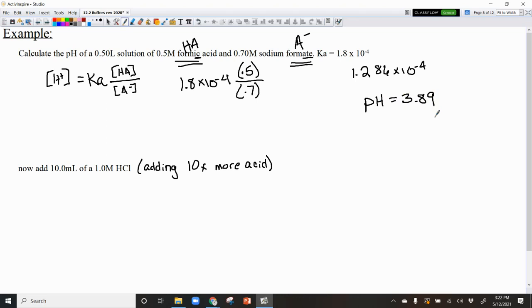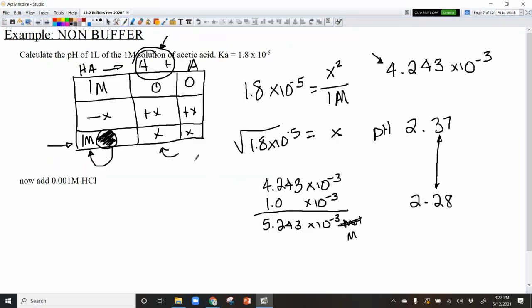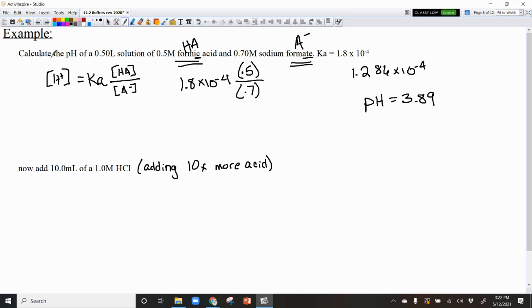Now remember, this is a buffer solution because we have a weak acid and its conjugate base. So this is going to soak up the hydrogens that we add. So let's just make it interesting, and we're going to add 10 milliliters of a 1.0 molar acid. This is 10 times more acid than we added here, 10 times more acid to this buffer solution. And so how many moles of this are we adding?